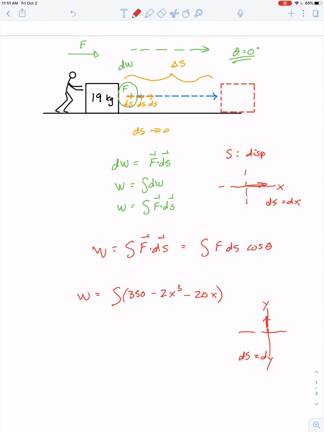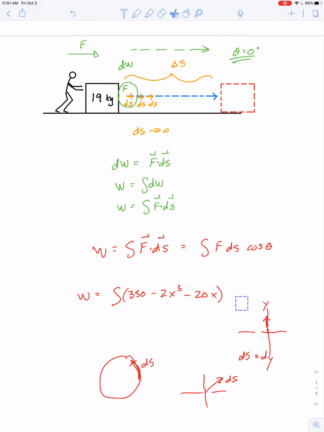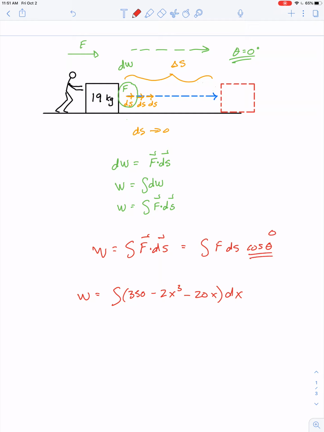But if an object displaces along some angle, then we'll just keep it as ds. Or if an object displaces along a curved path, we'll call that arc length ds. So ds is just a more general term for displacement than dx or dy. In this case, we can certainly replace ds with dx. And because this is 0 degrees, cosine theta just goes to 1.